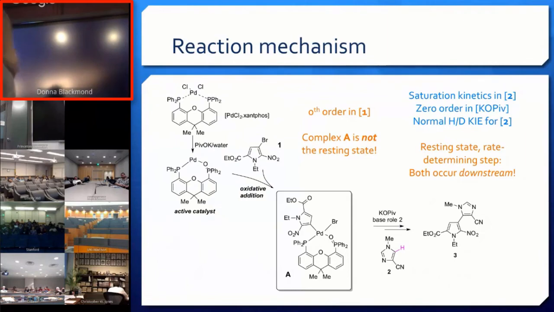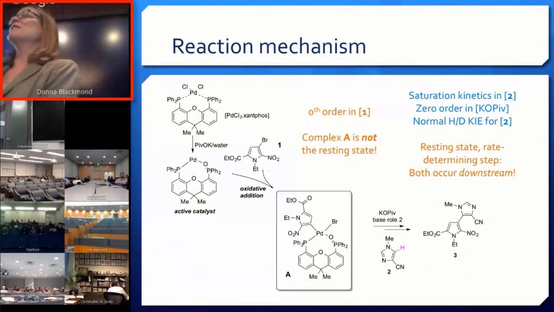You've got complex A, you've got substrate, the pyrrole on the catalyst, and now we're going to go through this cycle. But what do we know also from our kinetics? Well, we know that we have saturation kinetics in the imidazole substrate 2. So some step after that species A has to matter kinetically. It can't be the resting state. We also know we have zero order in the pivalate. So we have a step coming up where something doesn't matter and then where something does matter. And they probably happen in that order. And the resting state is probably going to be something after complex A.